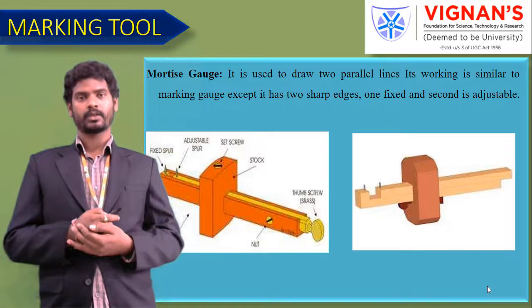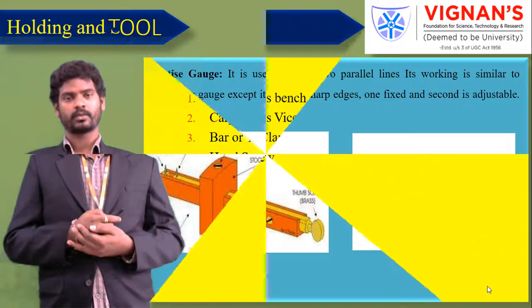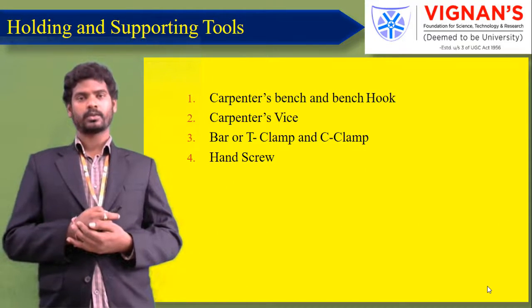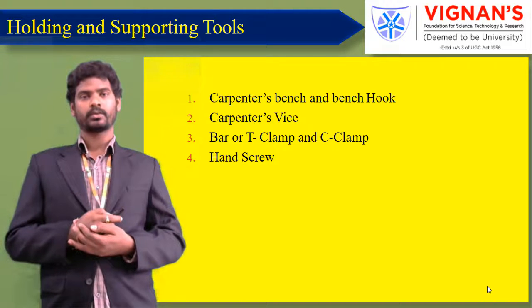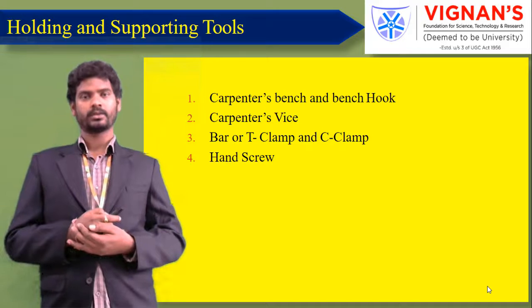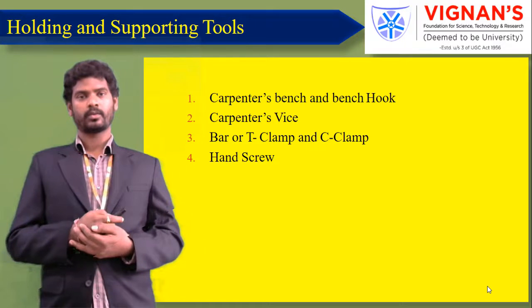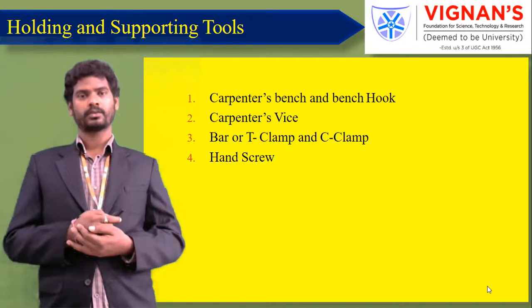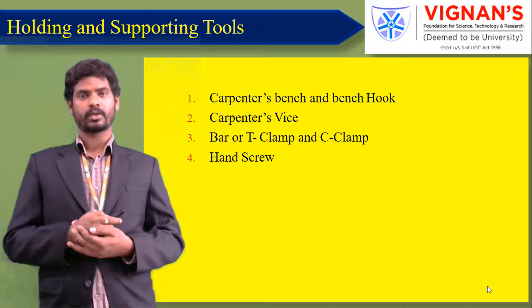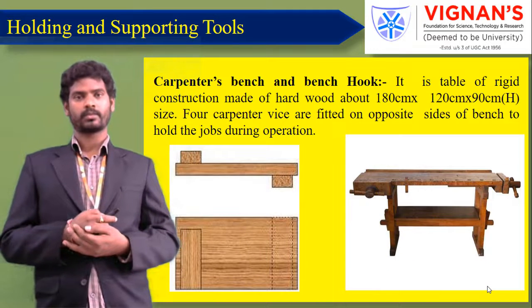The next one is holding and supporting tools. What are the different types of holding and supporting tools? Carpenter bench and bench hook, carpenter vise. Third one is T-clamp, C-clamp, hand shaft. These are the holding and supporting tools. What is the first one? Carpenter bench and bench hook. Okay. The figure shows a carpenter bench and bench hook.